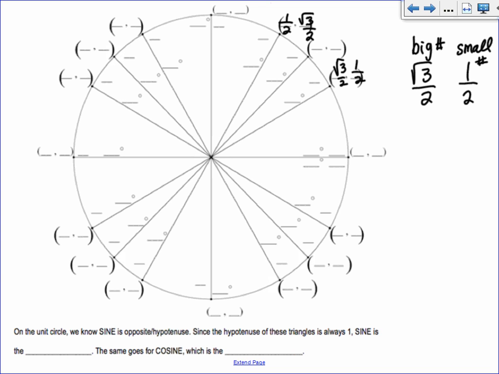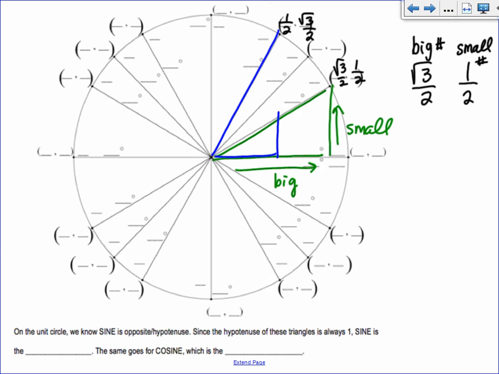Big number, small number. So when you look at this triangle here, you want to know how much you're going over and how much you're going up. Well, the bigger one is over and the smaller one is up. Can you guys tell just based on your little picture? It's bigger along the x than it is along the y. Do you guys see it? Yeah. So it's going to be root 3 over 2 comma 1/2. But the other one is small for the x value and really tall for the y value. You guys see? So it's small and then big. So small first, then big. Do you guys understand what I'm saying?